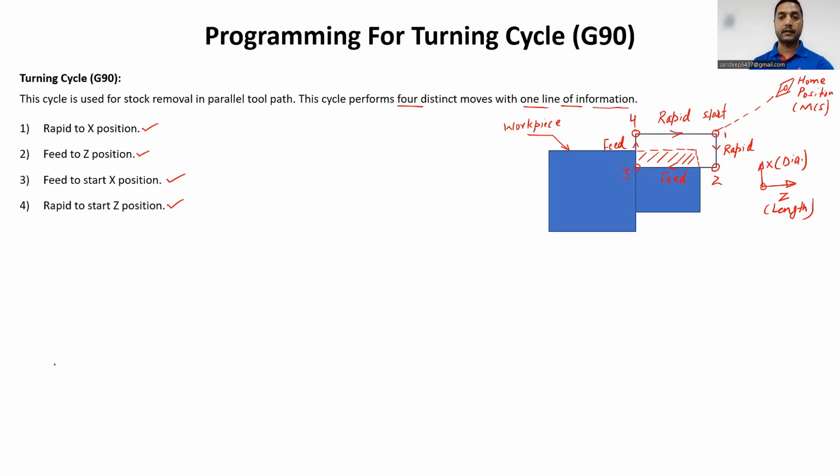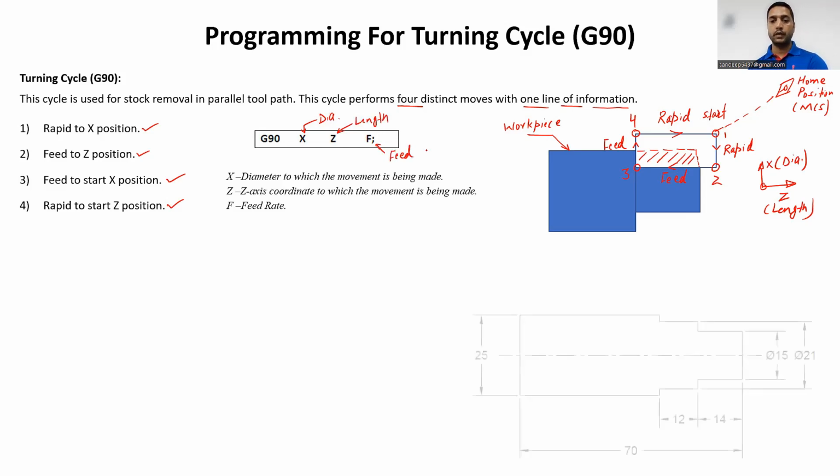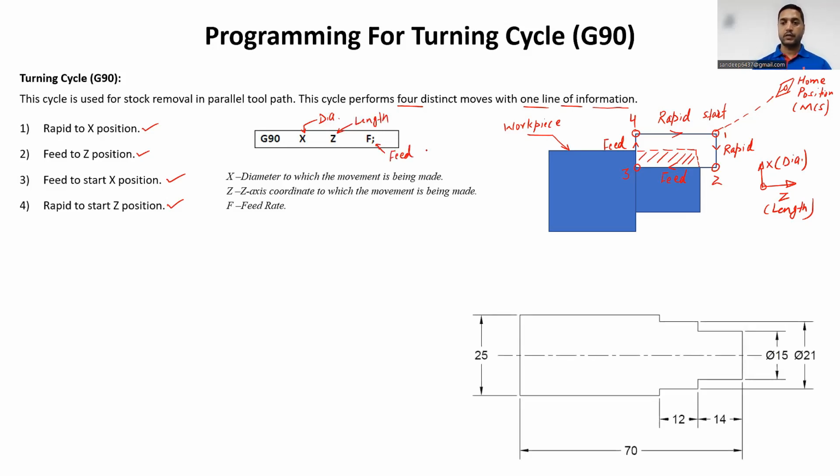This is the syntax for G90 code: we have to provide X value, Z value, and feed value. X represents the diameter, Z represents the length, and F represents the feed. Now, let us write our program for this G90 cycle.